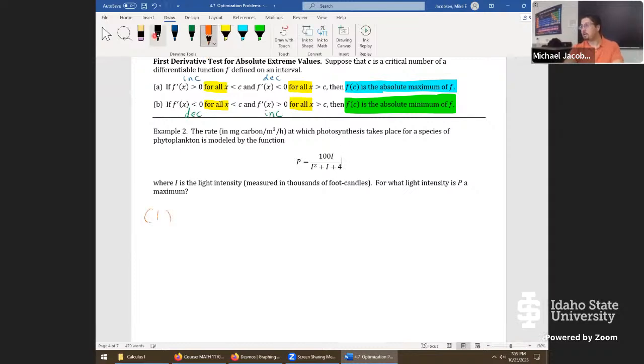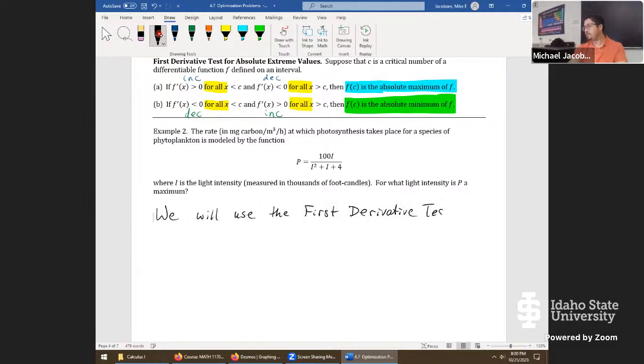So I'll put here for step 1, or rather, let me organize these steps a little bit better. Sorry about that. We will use the first derivative test. And honestly, it's a really good idea to use the first derivative test on this one, because if you differentiate that, that's hard already, right? It's a quotient rule. And if you're using the second derivative, you need to use a quotient rule twice.